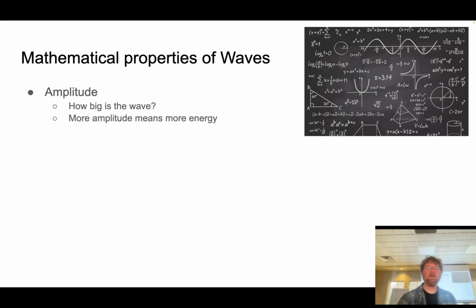All right. Here's what makes waves waves. How do we think about them mathematically? There's a few different features. Amplitude is the first and one of the easiest. Can anyone explain what amplitude means? Amplify. Amplitude. Basically, the amplitude of a wave is how big the wave is.